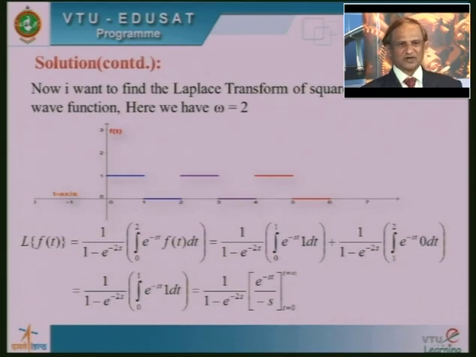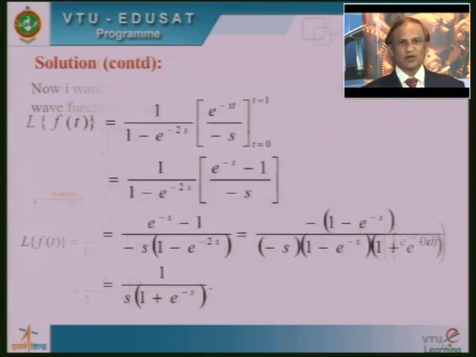Is it clear? So that is why what I have written is 1 divided by 1 minus e to the power minus 2s, integration from 0 to 1 of e to the power minus st into 1 dt. I hope we can integrate e to the power minus st with respect to t. So, treating s as a constant, the integration of e to the power minus st is what? e to the power minus st divided by minus s. Now I want to substitute the limits. Is it clear? Right. So t is equal to 0 to t is equal to 1.